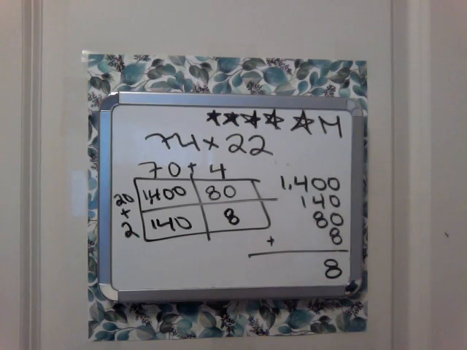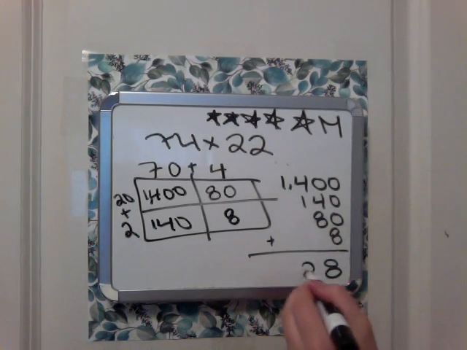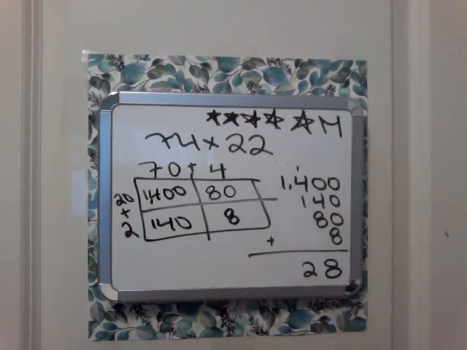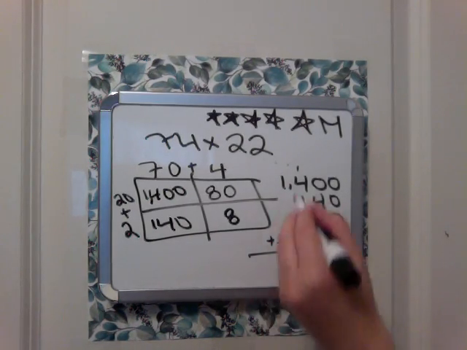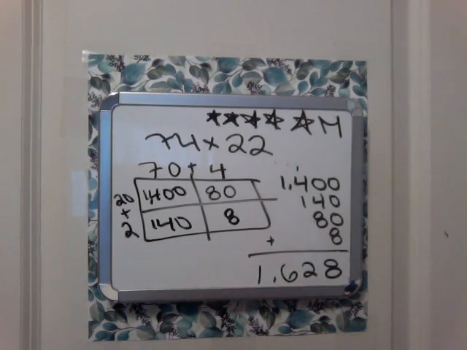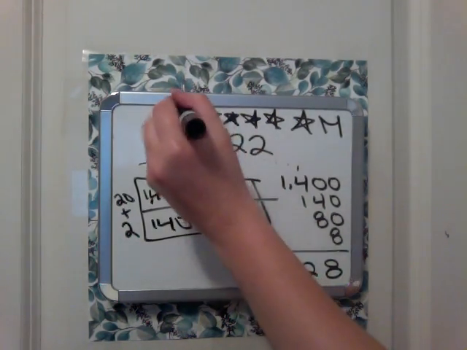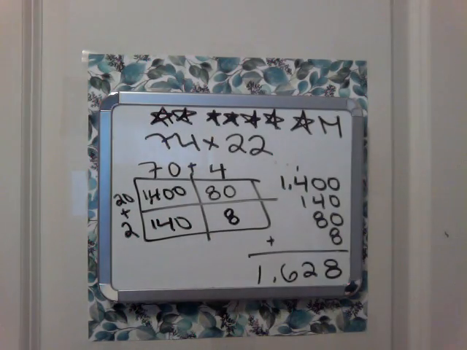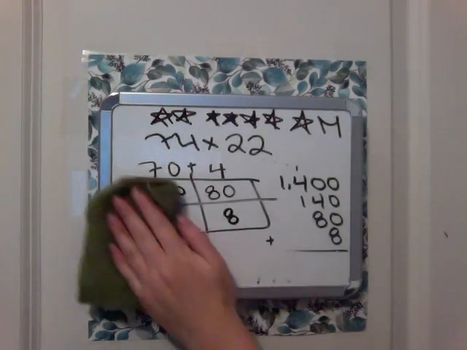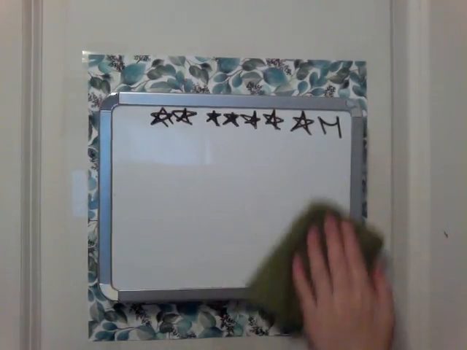In the ones place, we have 8. 8 plus 4 is 12. Regroup the 1. 4 plus those 2 is 6, and then bring down the 1 since there's nothing else to add to it. Your final product is 1,628. Give yourself a star for the product, and give yourself a star for using area model.